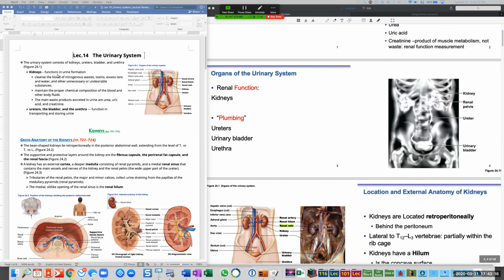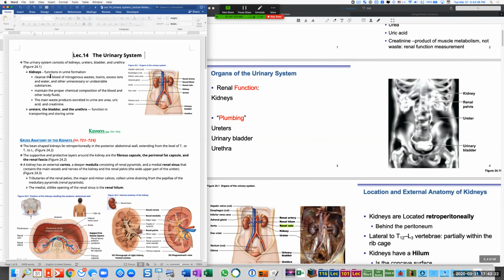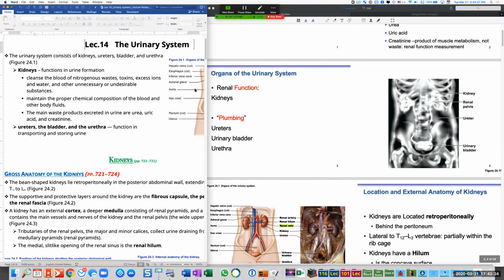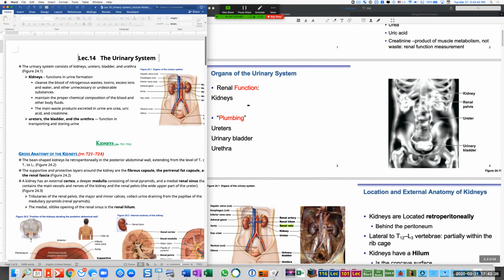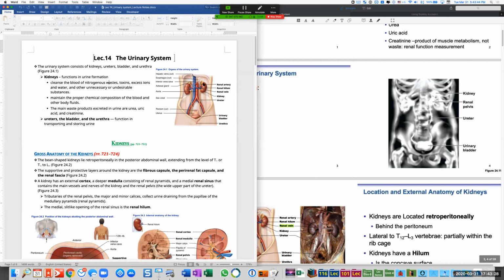This lecture is on the urinary system. The urinary system consists of several organs. It consists of the kidney, the ureter, the bladder, as well as the urethra. So the two kidneys, the two ureters, one bladder, as well as the one urethra.